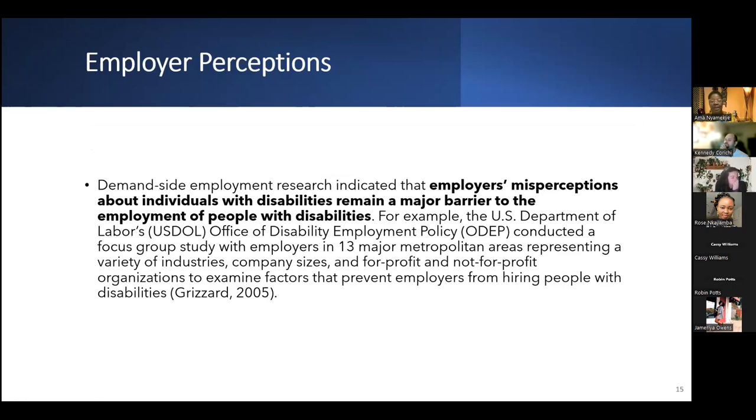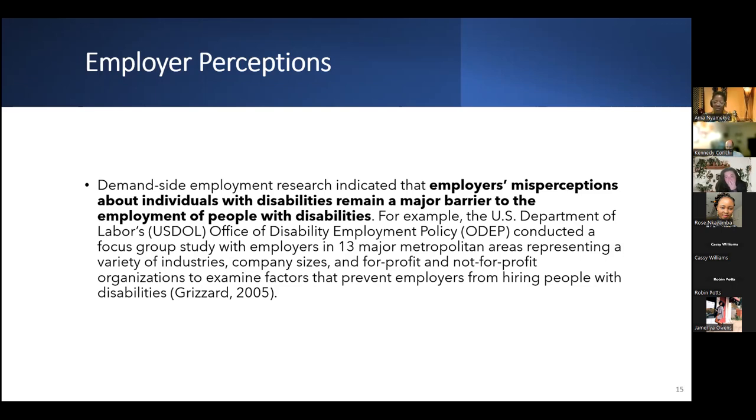Okay. So employer perception. I think this is very important, and this is where a lot of our work comes in. The demand side of employment research indicates that employers' misperceptions about individuals with disabilities remain a major barrier to employment for people with disabilities. That's important. That goes back to cultural competency.